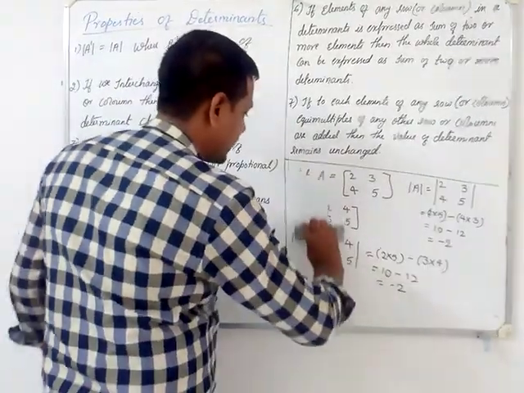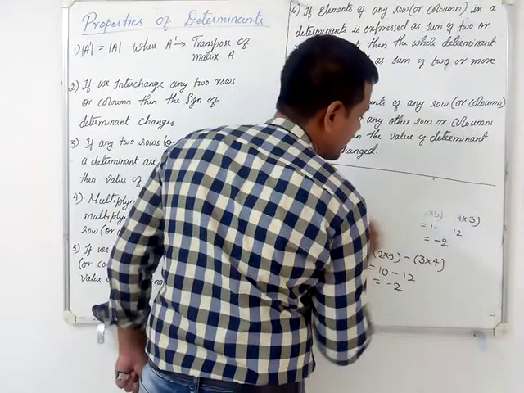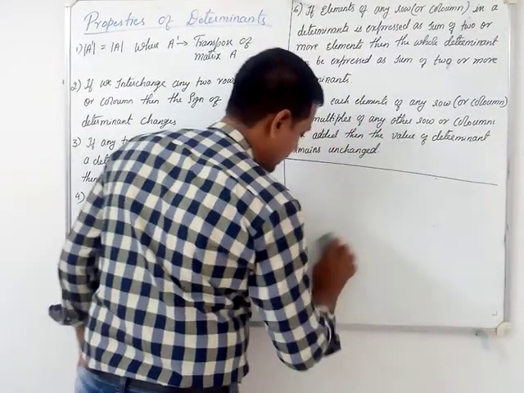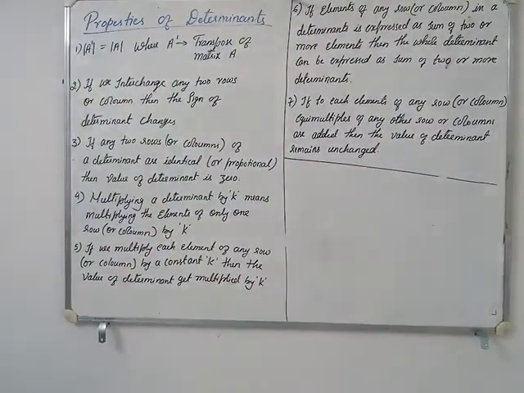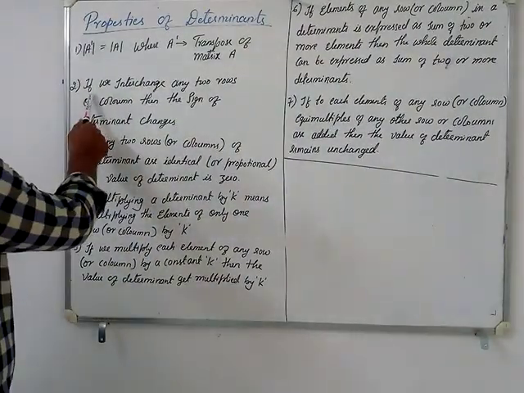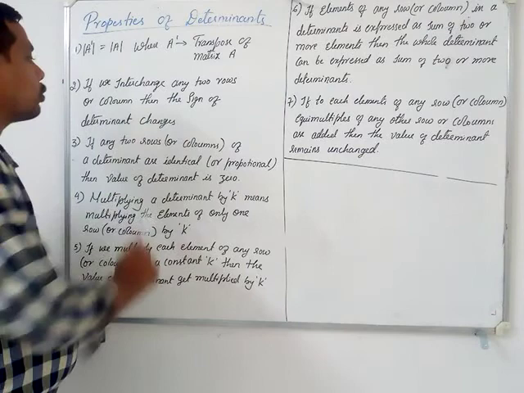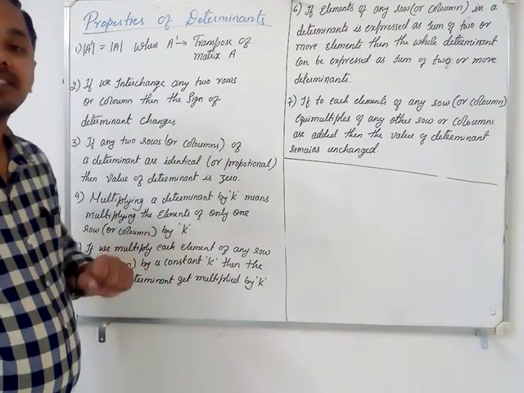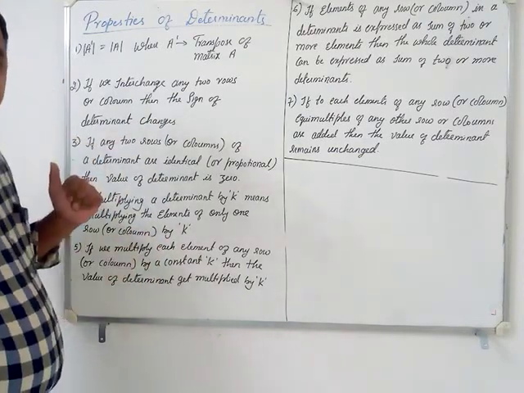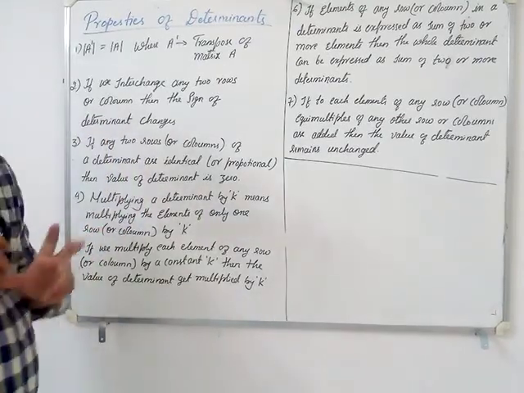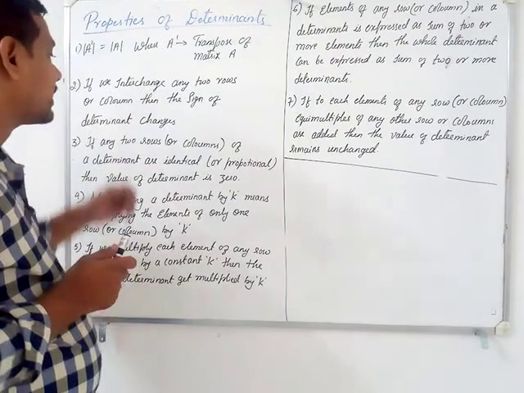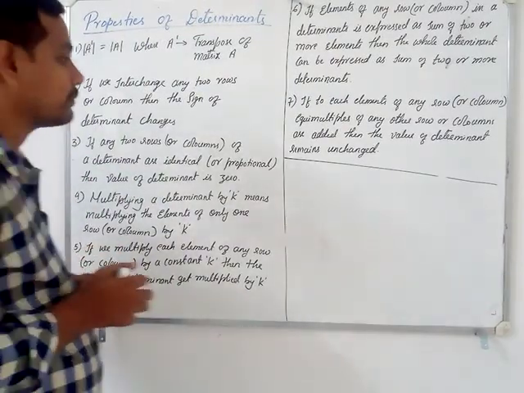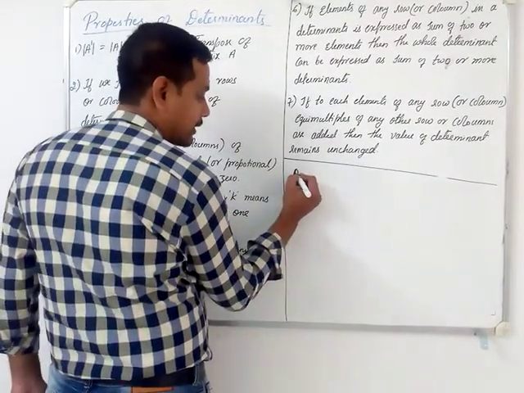So next, let us clean up this space for taking up some examples here. Okay, so the next one is, if we interchange any two rows or two columns, then the sign of determinant changes. So in any determinant, if two rows or columns are interchanged, then the sign of the determinant will change.